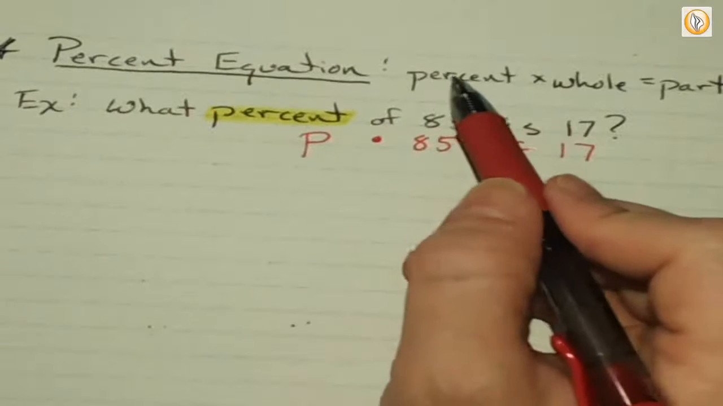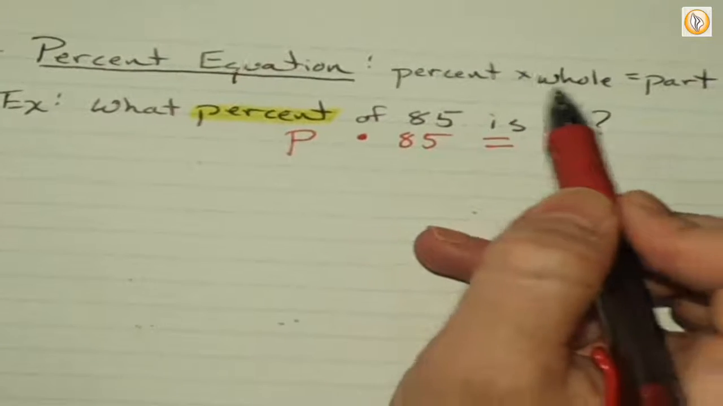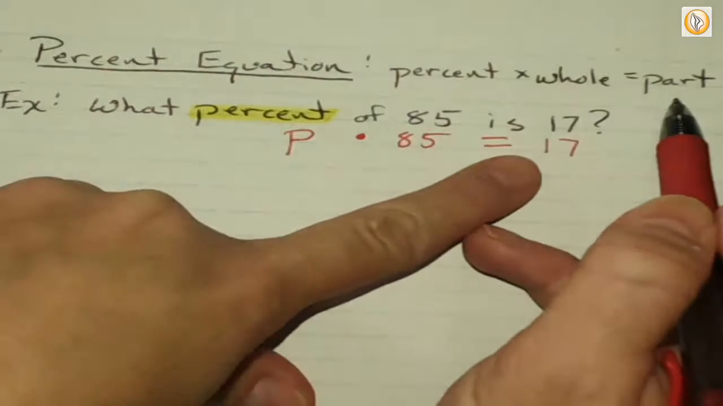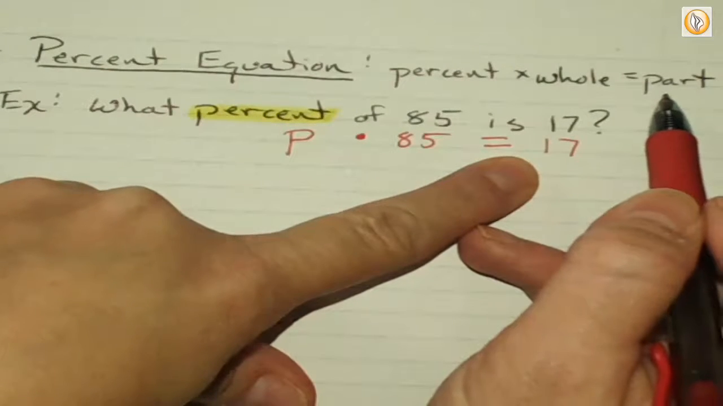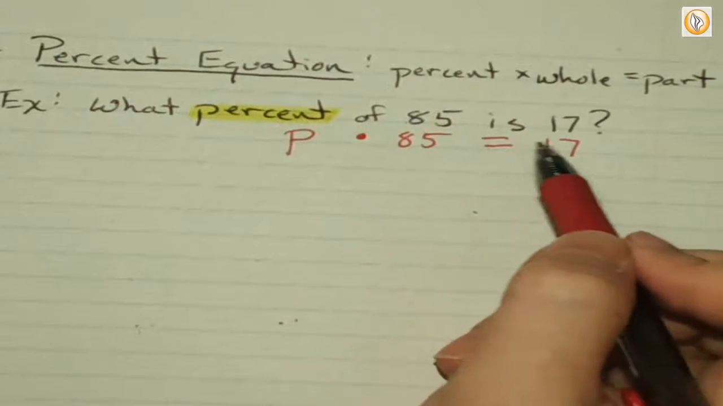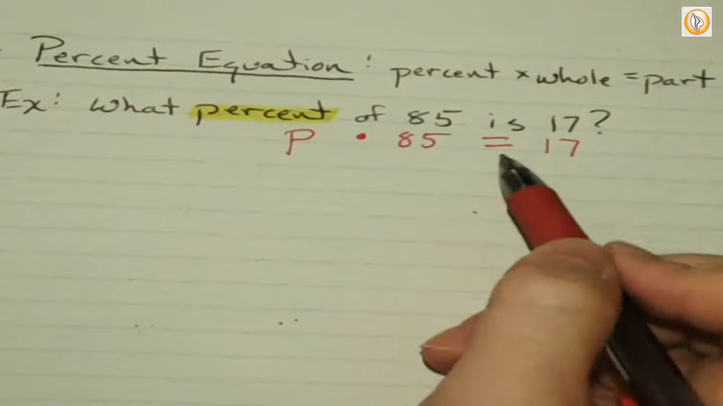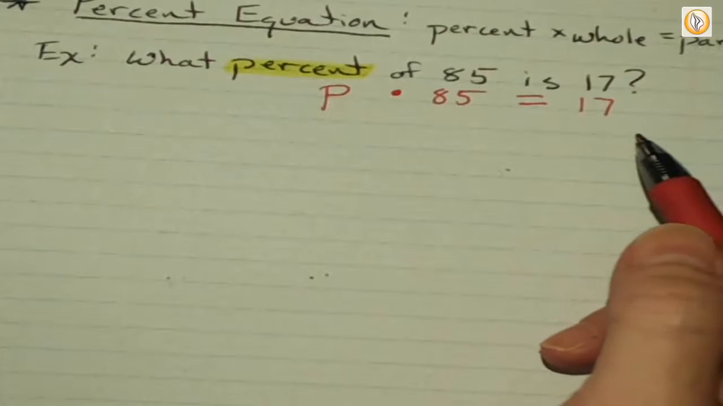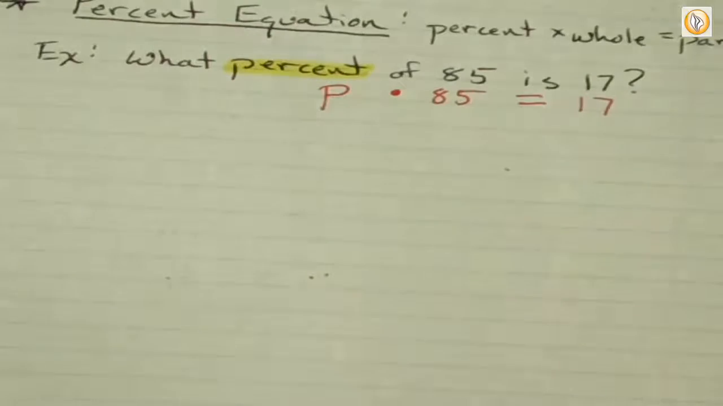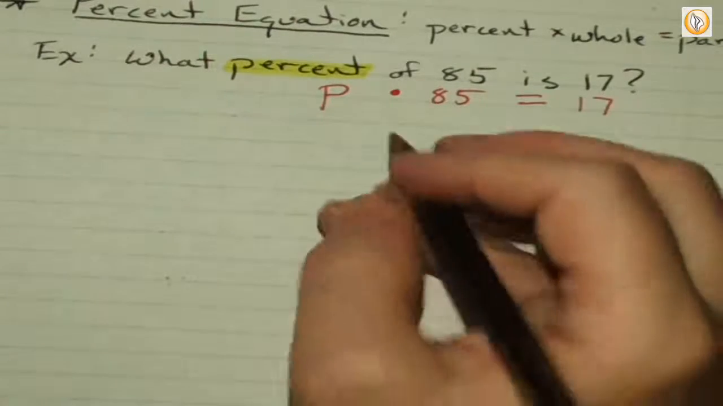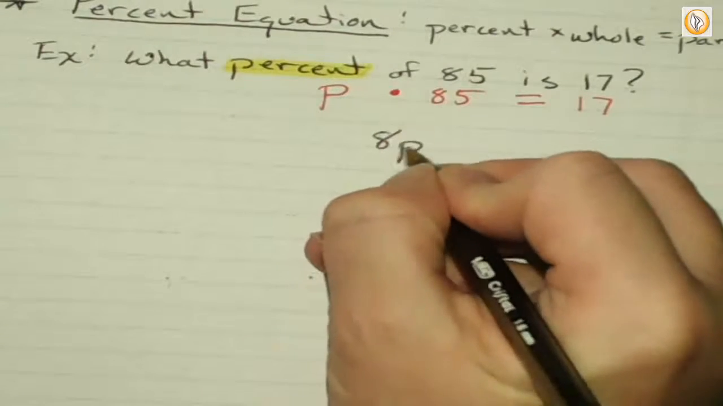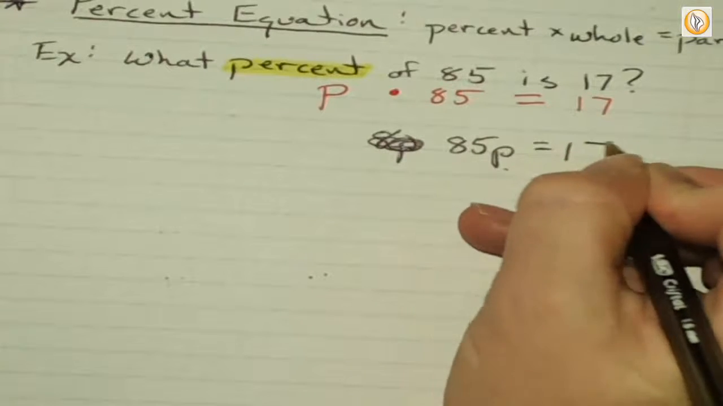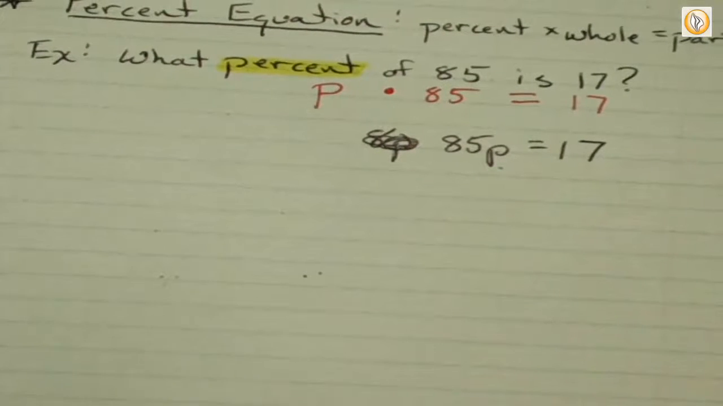Now, isn't that what this is? Percent times whole equals part. But if you just remembered what I taught y'all about of and is, you can just solve it this way. So what is P times 85? 85P. Whoops. 85P equals 17. Does everyone see what I'm doing?